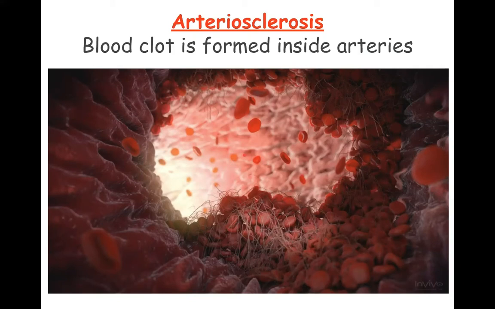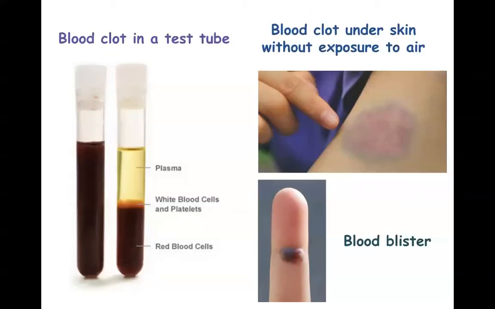So anywhere inside the body, if a clot is formed, that clot needs to be removed by medication or some kind of surgical treatment. But the clot formation inside the arteries is not good. This is called arteriosclerosis. That means clot can be formed without exposure to the external environment.